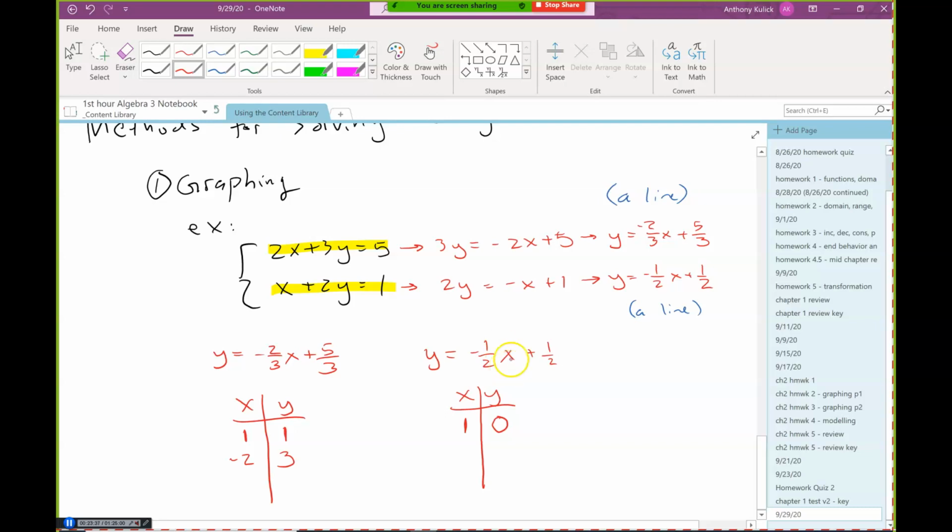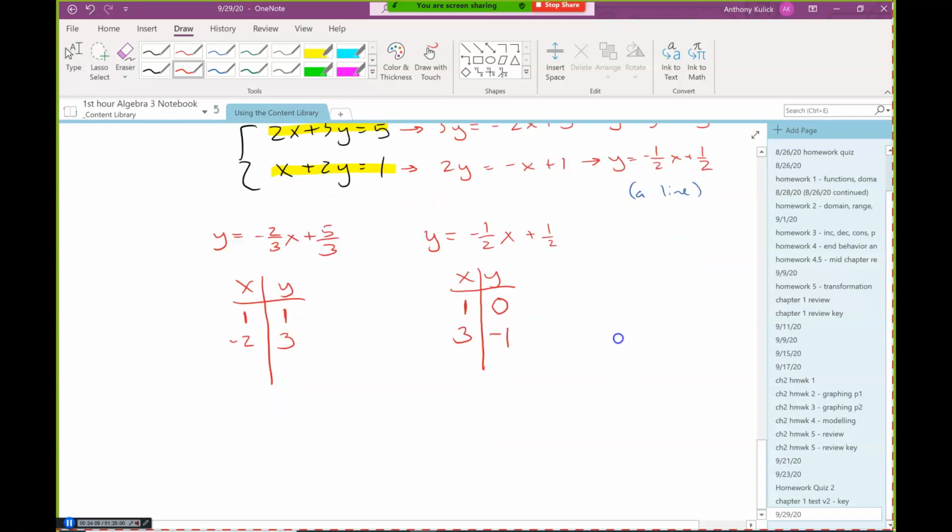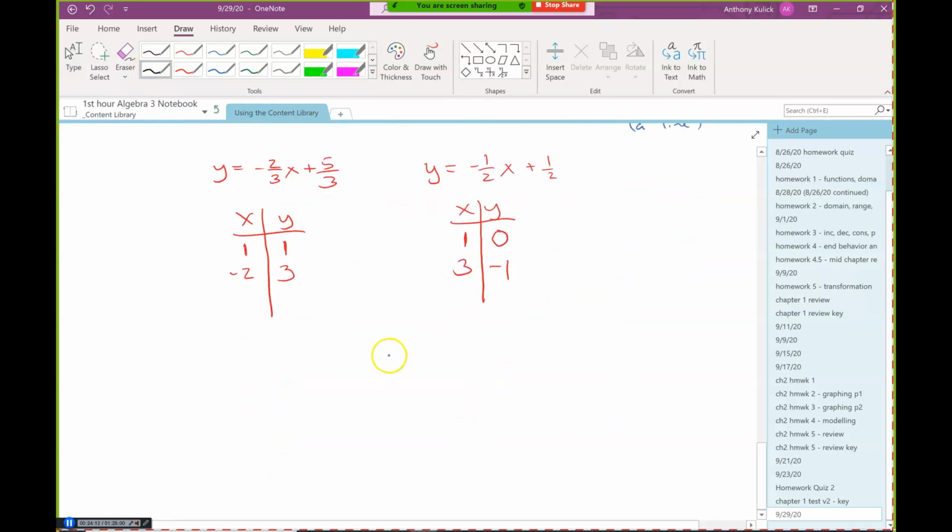And then if I pick x to be any odd number, when I add the half, I'll end up with a whole number result. So maybe I'll just pick x to be positive 3. So negative 1/2 times 3 is negative 3 over 2. Negative 3 over 2 plus 1/2 is negative 2 over 2, which just reduces down to negative 1. So now we have enough to graph.